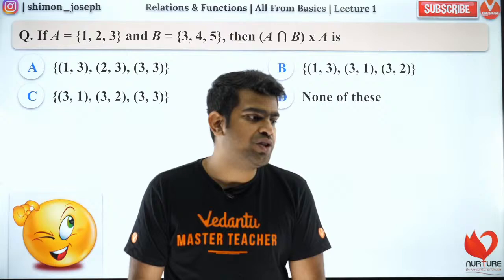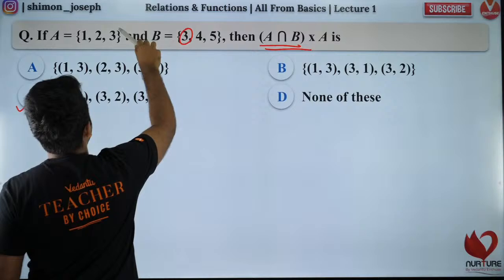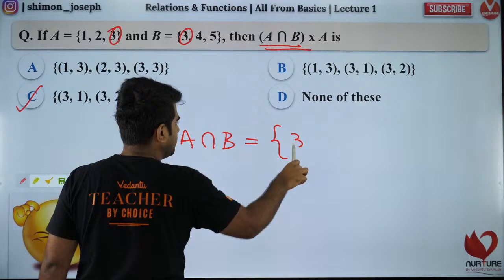So the answer is option C. Why is it option C? Because what is A intersection B? A intersection B is only one element, right? Because they have only one element common. So A intersection B is nothing but the set of three. Are you all clear with that?